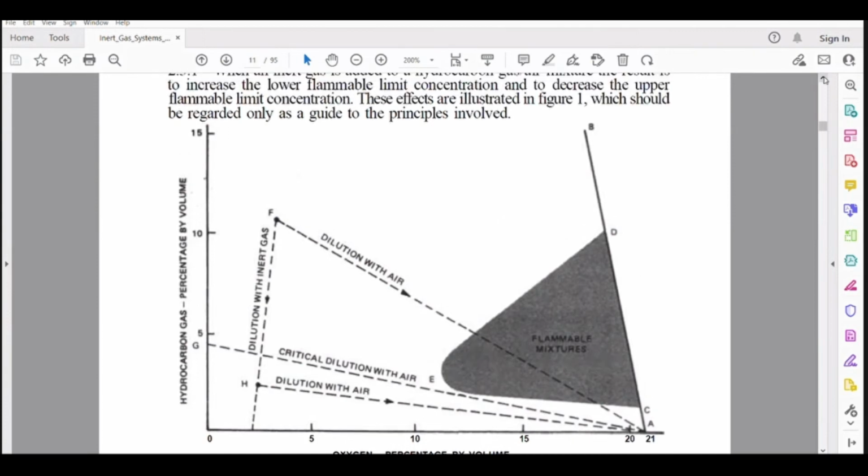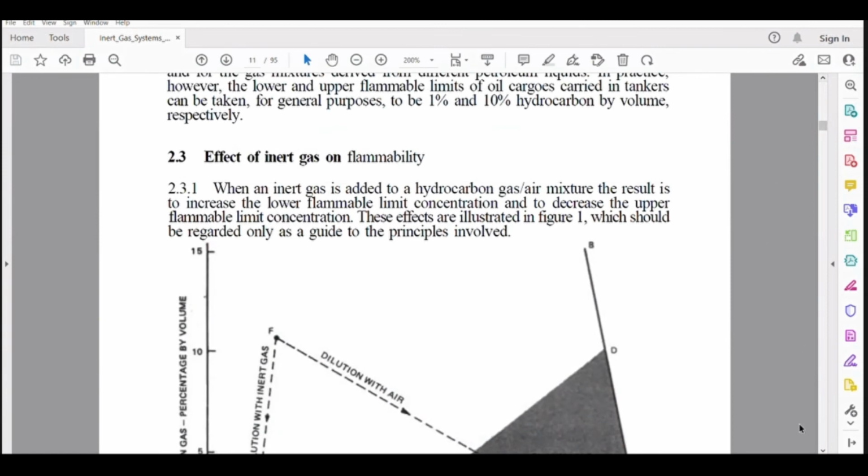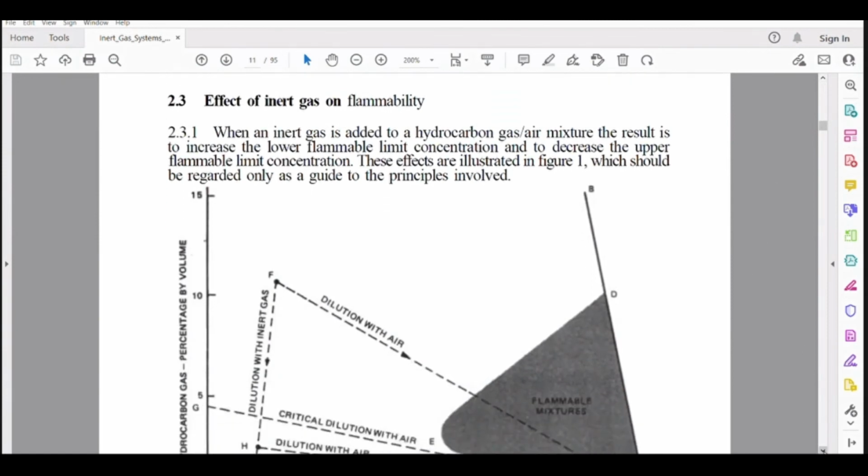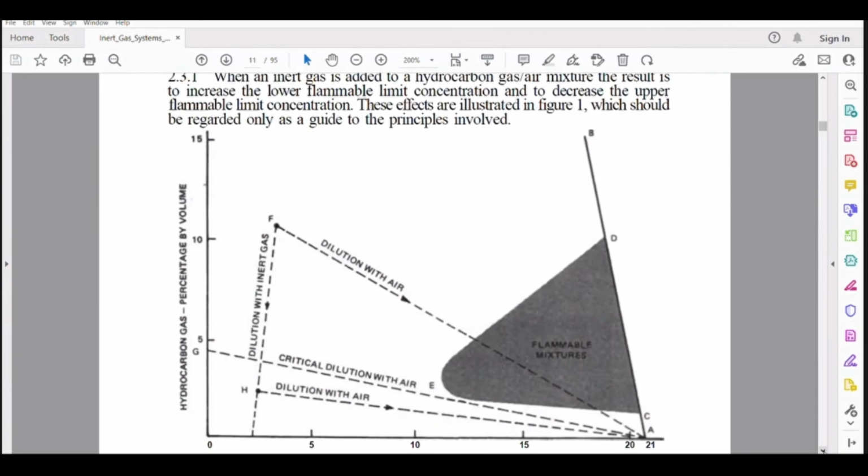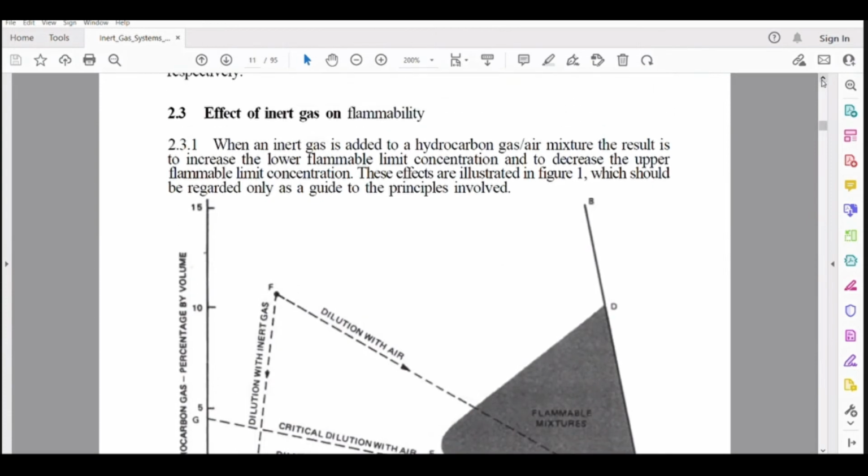Sir, will we have to draw these purging lines also in the diagram, sir? Yes, that's the whole point. You have to show what we are doing and why we are doing this, because without those lines, your diagram is not complete.